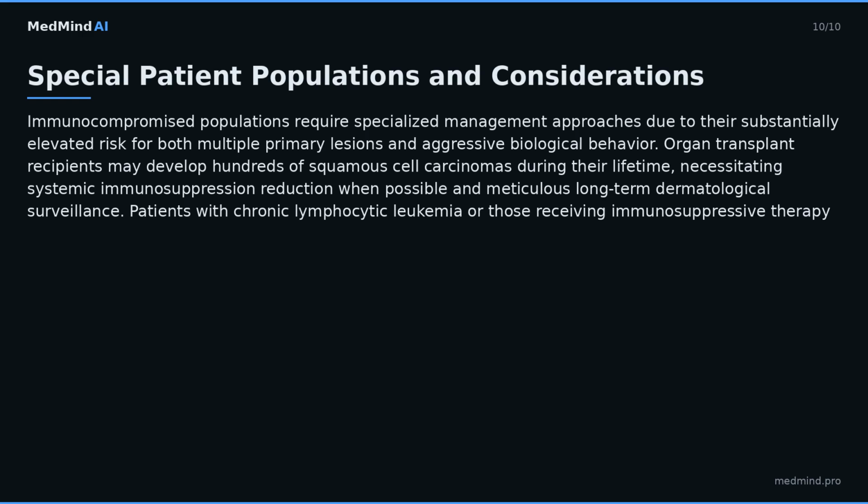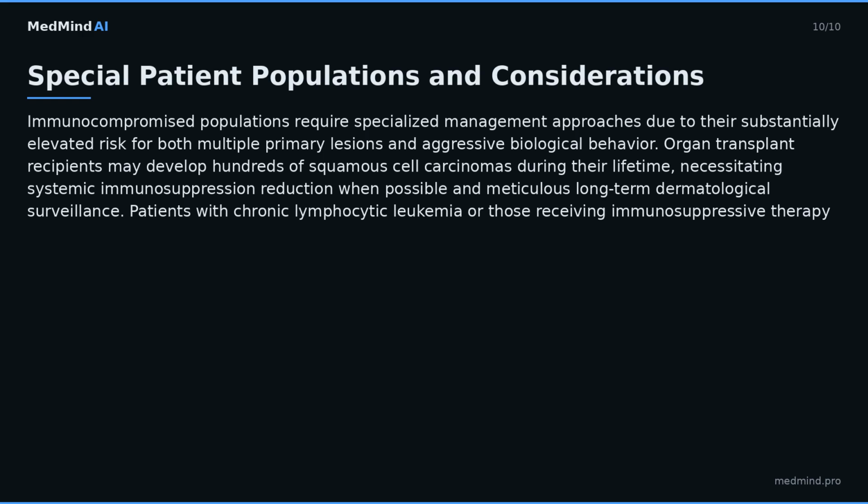Special patient populations and considerations. Immunocompromised populations require specialized management approaches due to their substantially elevated risk for both multiple primary lesions and aggressive biological behavior. Organ transplant recipients may develop hundreds of squamous cell carcinomas during their lifetime, necessitating systemic immunosuppression reduction when possible and meticulous long-term dermatological surveillance. Patients with chronic lymphocytic leukemia or those receiving immunosuppressive therapy for autoimmune conditions similarly require heightened vigilance.